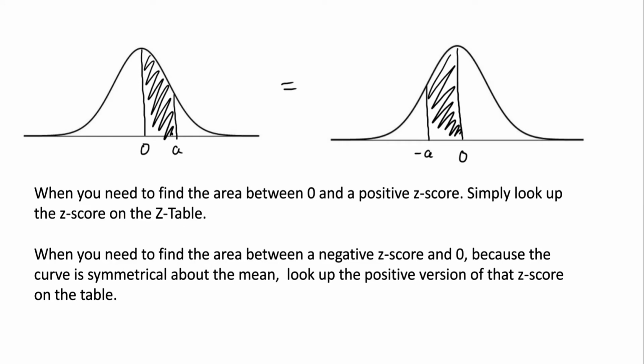This is the first type of area we'll look at. So when you need to find the area between 0 and a positive z-score, which is what we have over here, you just need to look up the z-score on the z-table. This is just the way our z-table is set up.